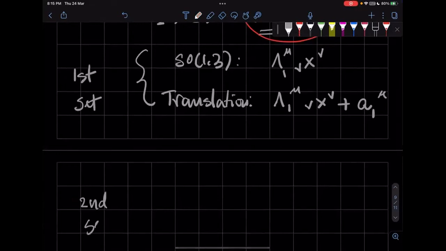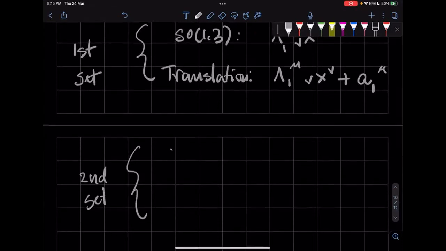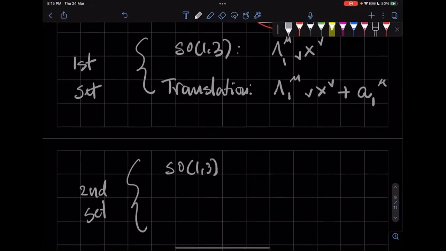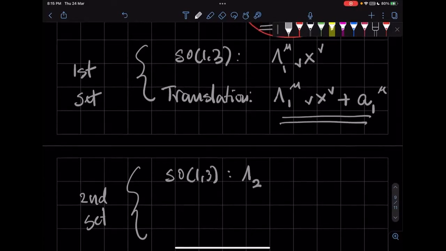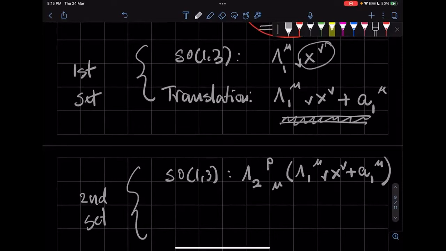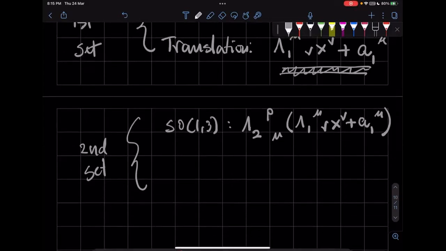So the first one is the SO(1,3) transformation. Now we are making the transformation from this. This is going to be Lambda 2, and this is going to call this Rho mu acting on Lambda 1 mu nu x nu plus A1 mu, right? We are just, instead of this thing, inserting the result of the previous action. And then we do another translation.